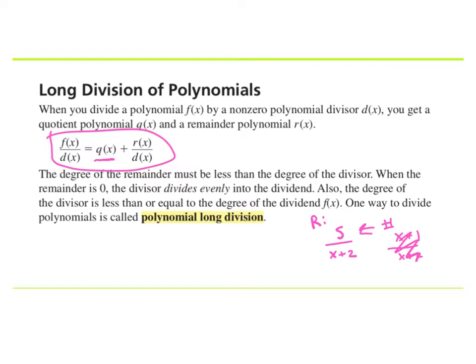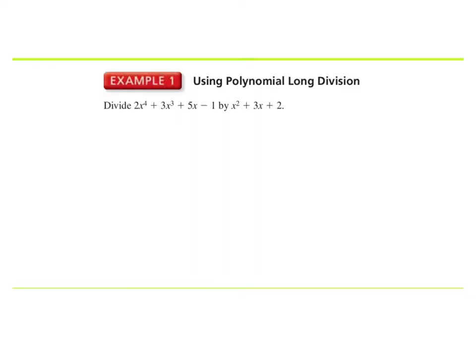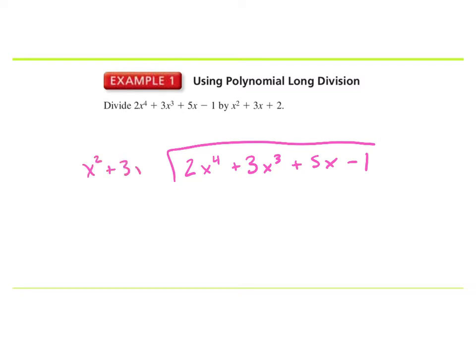One way we can divide polynomials is by long division. So let's look at our first example. We're dividing 2x to the 4th power plus 3x cubed plus 5x minus 1 by x squared plus 3x plus 2. So we put what we're dividing on the inside of our box. So 2x to the 4th power plus 3x cubed plus 5x minus 1. And then what we're dividing by on the outside. So we have x squared plus 3x plus 2.